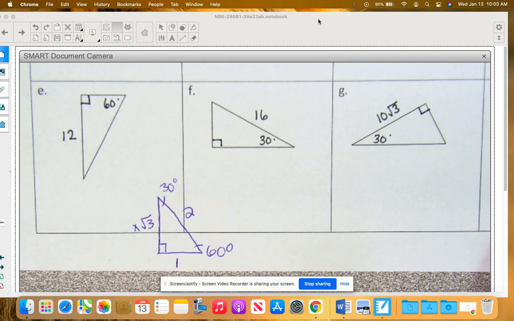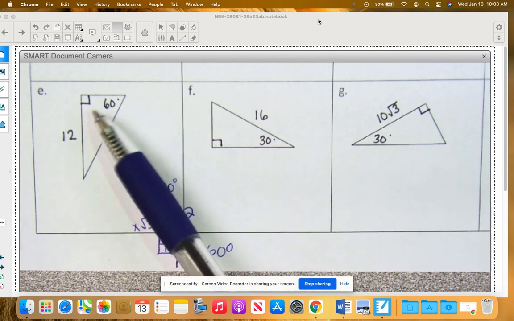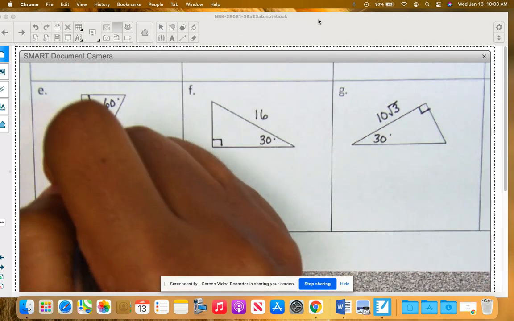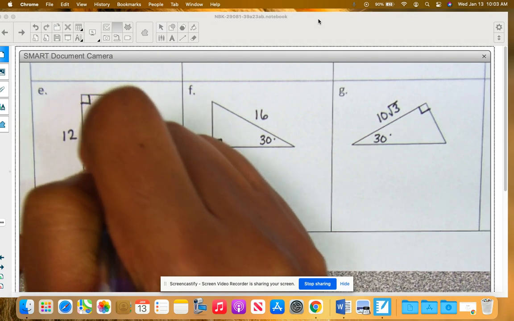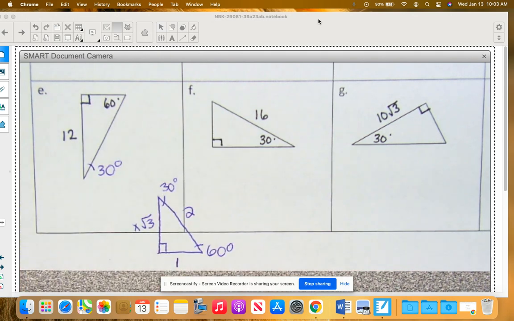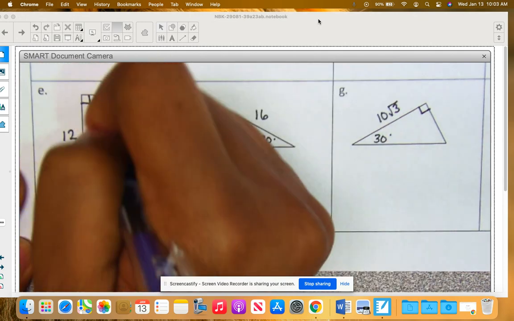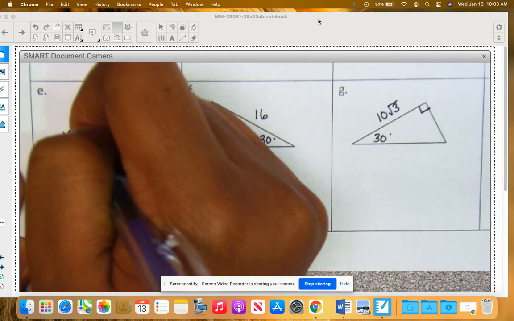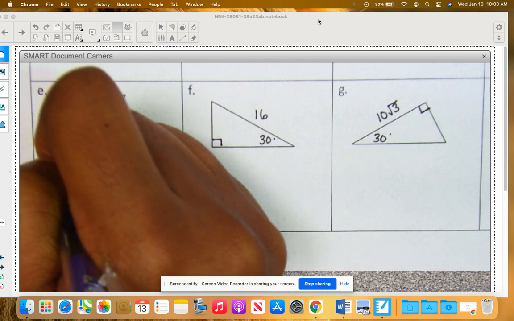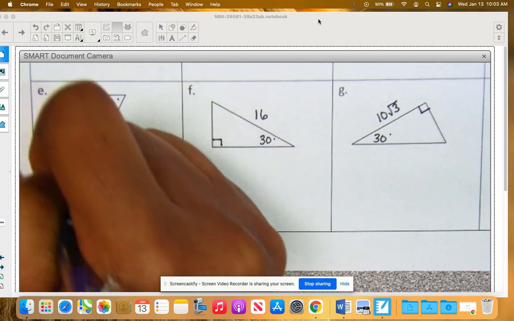So let's label our angles. If this is 90, that's 60, and this is a 30-degree angle. In this picture, I am giving the length of the longest side. Across from 60 is the longest leg. So this is the longest leg.